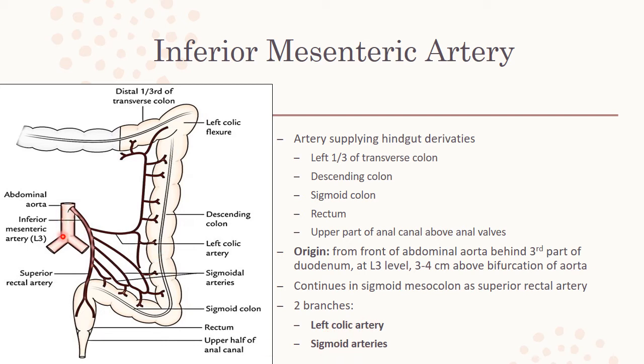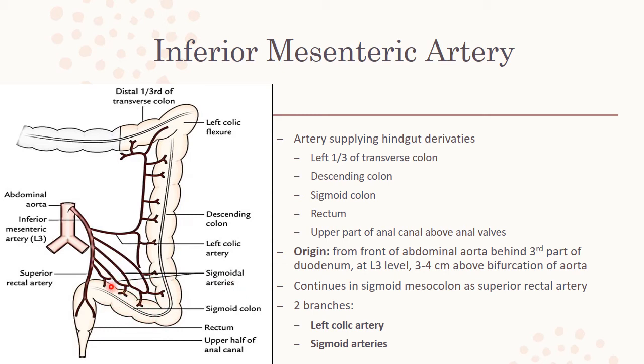So over here you have the abdominal aorta which gives off this inferior mesenteric artery at the level of L3. The inferior mesenteric artery gives off a very large branch known as the left colic artery, and the left colic artery further divides into ascending and descending branches. The ascending branch, as you can see, is supplying the descending colon, and it is also supplying the distal one third or the left one third of the transverse colon as well as the left colic flexure. And finally, this left colic artery gives off the descending branch which is anastomosing with the sigmoid arteries which are supplying the sigmoid colon.